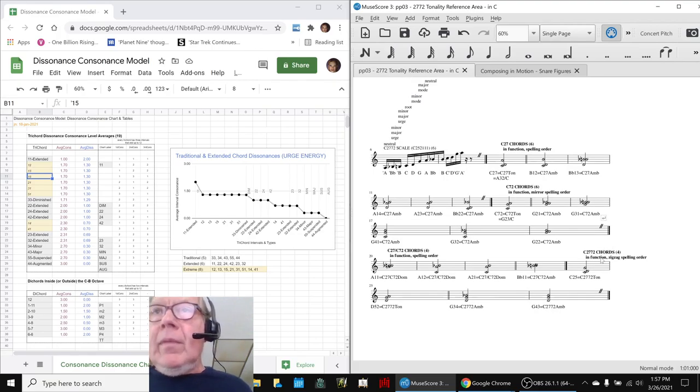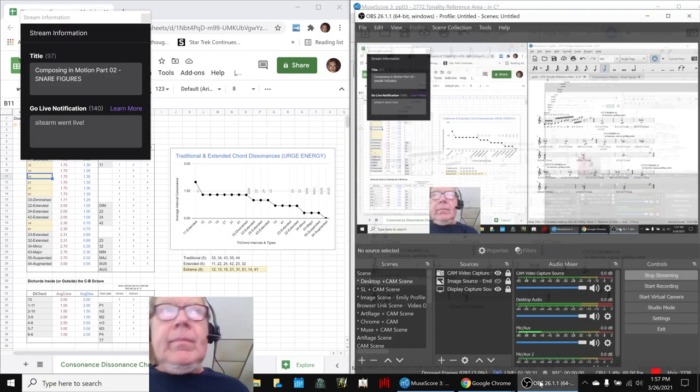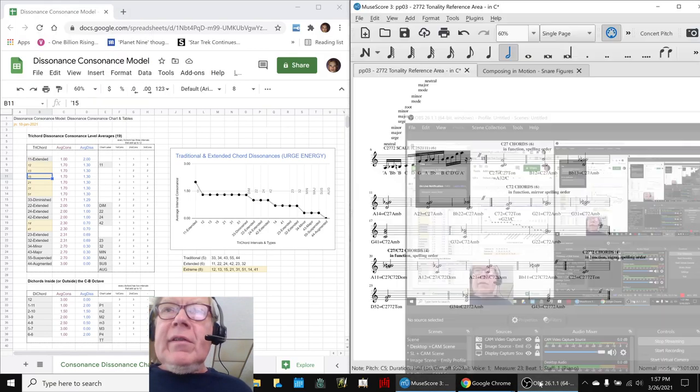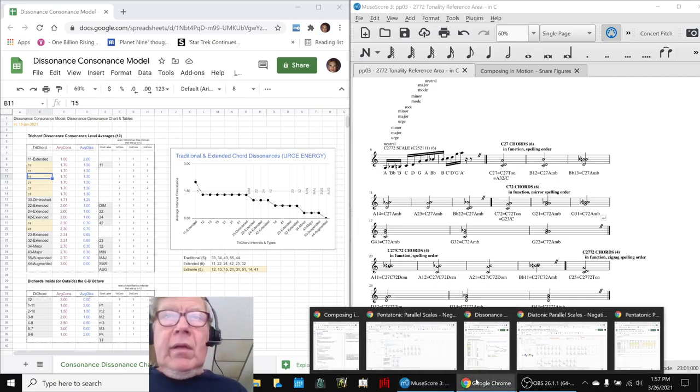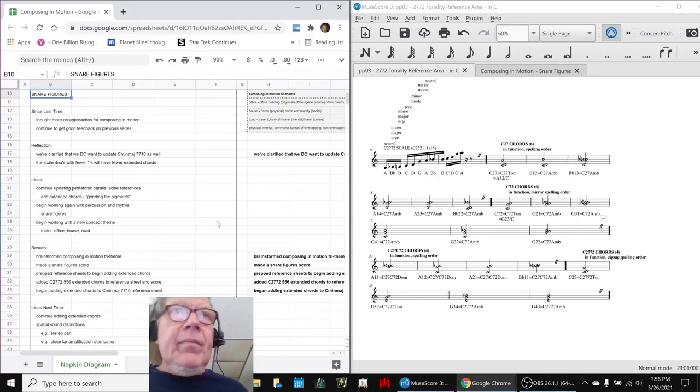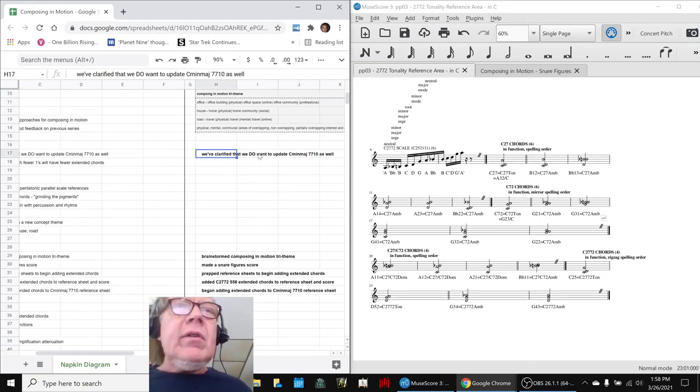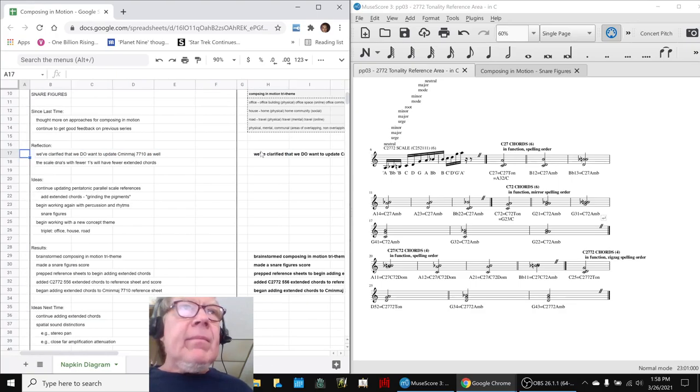So, ladies and gentlemen, this is a recap of Composing in Motion, Part 2, Snare Figures. And in today's episode, we began by confirming that we do want to add extended chords to all the remaining scales, including the traditional C minor major diatonic 7-note scale.